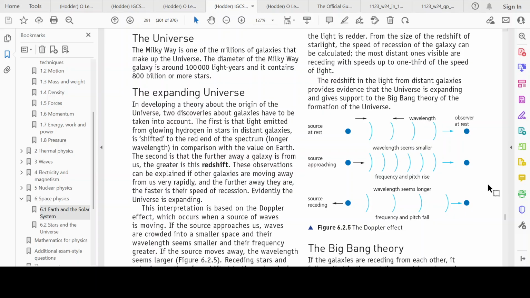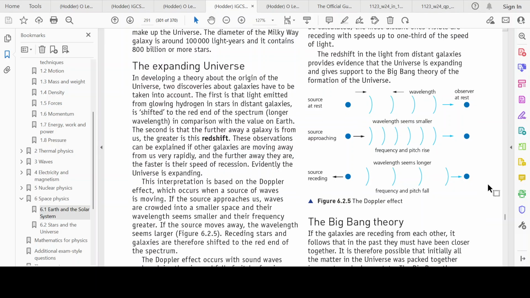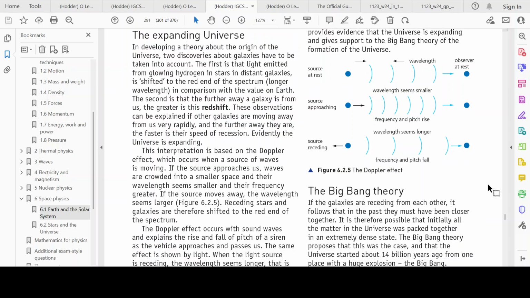Now, the universe is expanding. So, in developing a theory about the origin of the universe, two discoveries about galaxies have to be taken into account. The first is that the light emitted from glowing hydrogen in stars in distant galaxies is shifted to the red end of the spectrum in comparison with the value on Earth. It's something called the red shift.